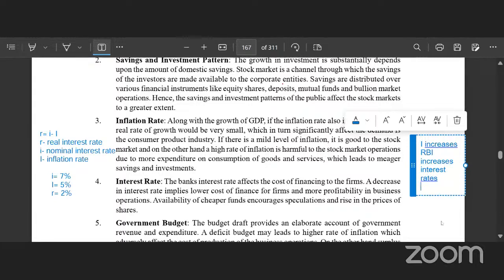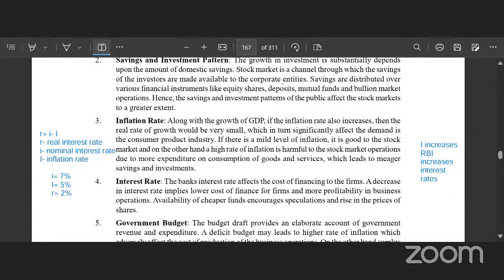When the interest rates are increased, it becomes costly for the corporates to borrow money from the banks, or it becomes costly for the people of the country to borrow money and invest in various other goods and services or purchases. The consumption will get affected. Because of that, the inflation will cool off, but the problem is the investments will get affected.